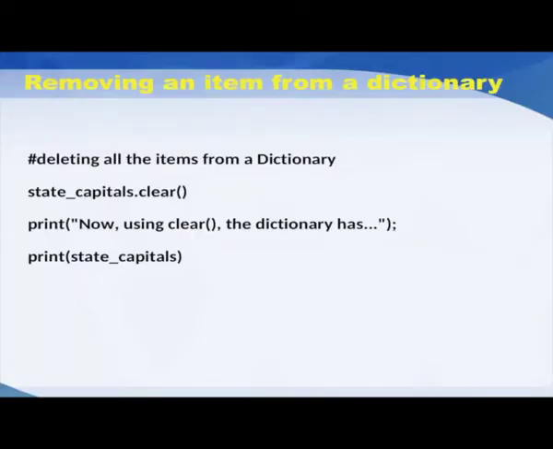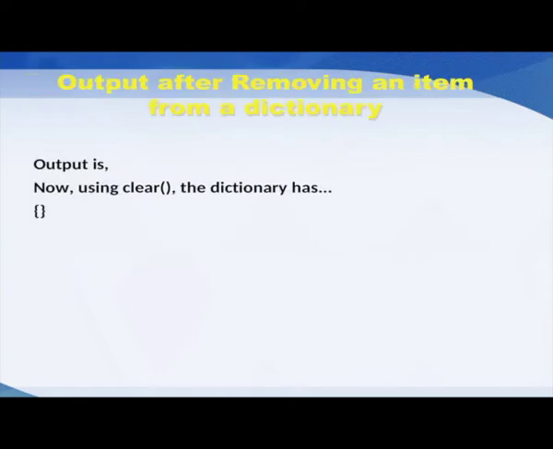Next, all the items from a dictionary can be deleted at once by using the clear method. So, here you can see how to clear all the items from your dictionary at once using the clear method. Once you have cleared, when you print the dictionary, you can see only an empty dictionary. So, after clearing, when you print, as I told you, you get only the empty dictionary.